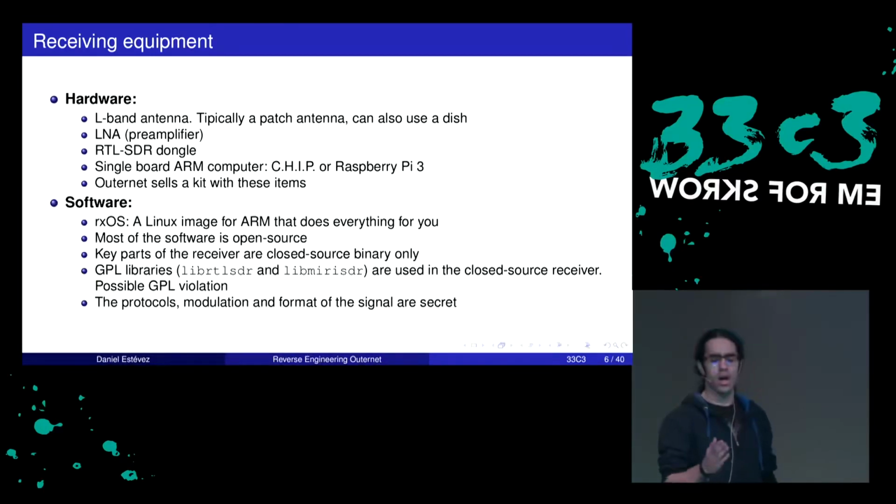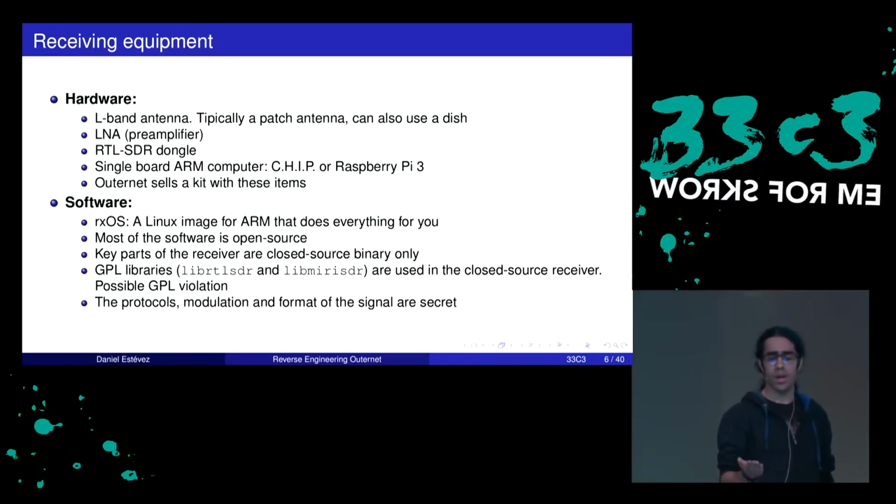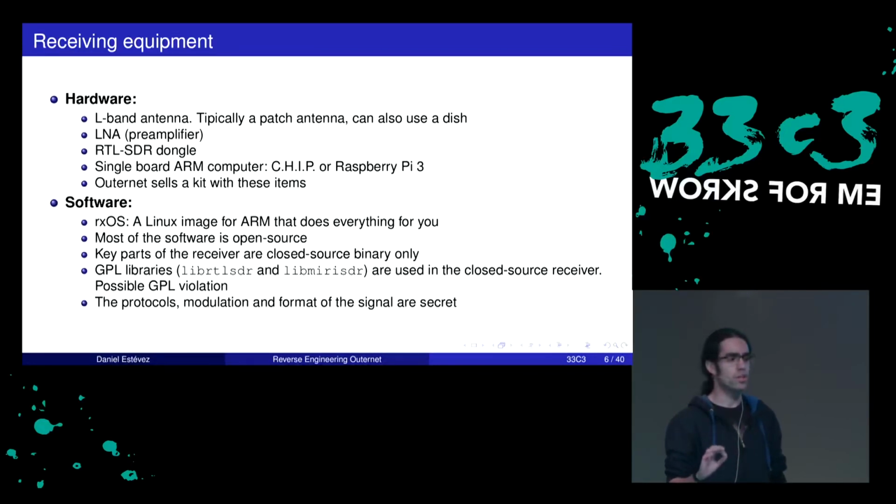Actually, there is kind of an issue because this binary links some GPL libraries, the ones that had to do with the RTL SDR dongle. So these are GPL only, not LGPL. And well, I'm not a lawyer, but I think it's a possible GPL violation to link GPL libraries from closed source code. I told Outernet about this, they don't seem to care. So anyway. And most important, the protocols, the modulation, and the format of the signal, so how everything works. It's secret, it's hidden behind this closed source receiver.